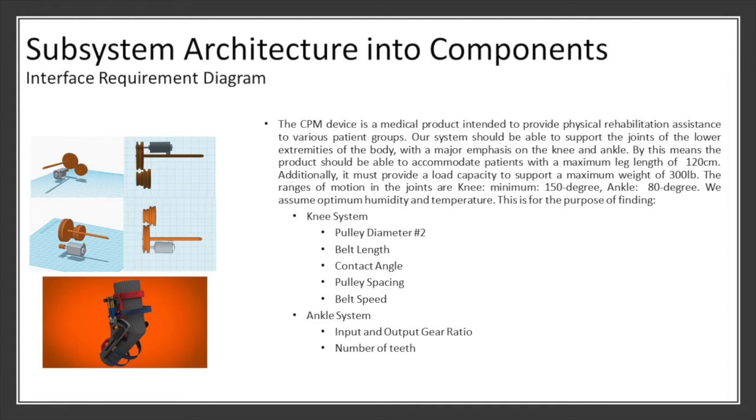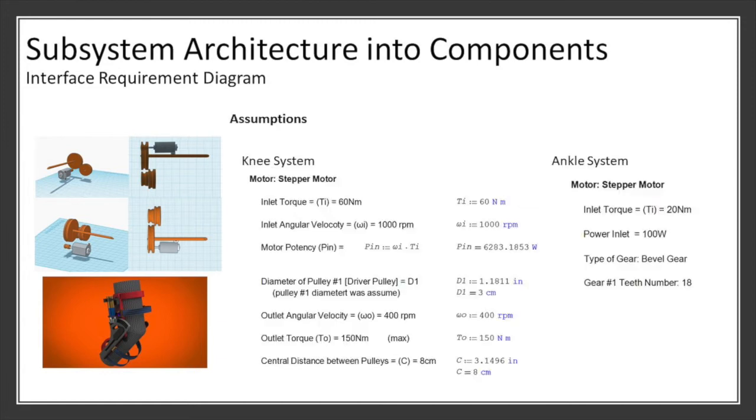We assume optimal humidity and temperature. This is for the purpose of finding, in the knee system, the pulley diameter 2, the belt length, contact angle, pulley spacing, belt speed, and in the ankle system, the input and output gear ratio, and finally, the number of teeth. In our interface requirement diagrams, we also made some additional assumptions.